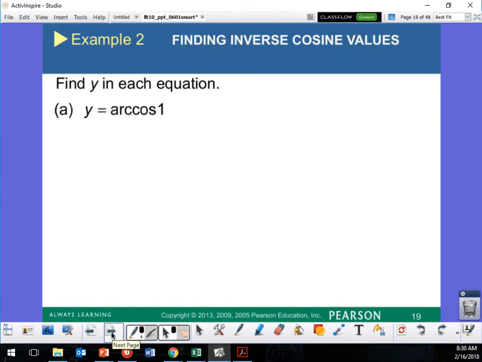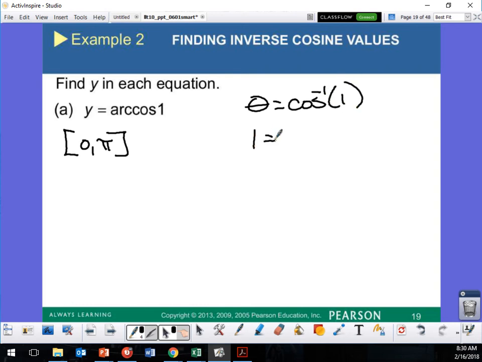Okay, so let's take a look. My interval is going to be from 0 to pi. So it's theta equals inverse cosine of 1. We're trying to see where 1 is equal to the cosine of theta. So where is cosine theta equal to 1? It's going to be 0, right? Yes, my answer is 0, because on the unit circle at 0 degrees, or 0 radians, theta equals 0.